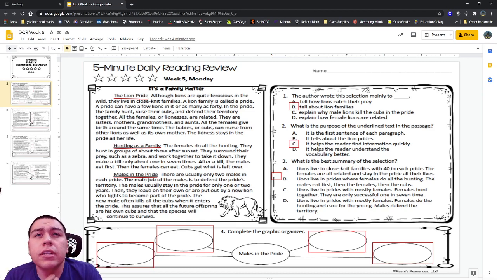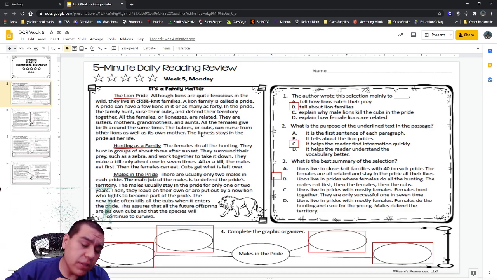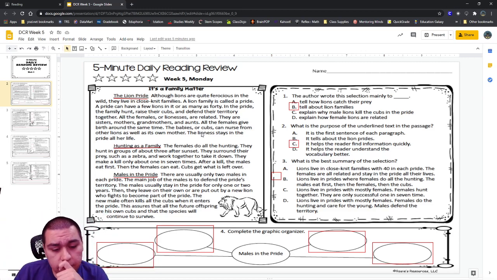A. Lions live in close-knit families with 40 in each pride. The females are all related and stay in the pride all their lives. That's another good summary, but that summary again would only work for one of my paragraphs. That's a good summary of paragraph 1. But it doesn't mention the hunting and it doesn't mention the males at all. So it's just focusing on one paragraph. I want one that talks about everything: paragraph 1, paragraph 2, and paragraph 3.